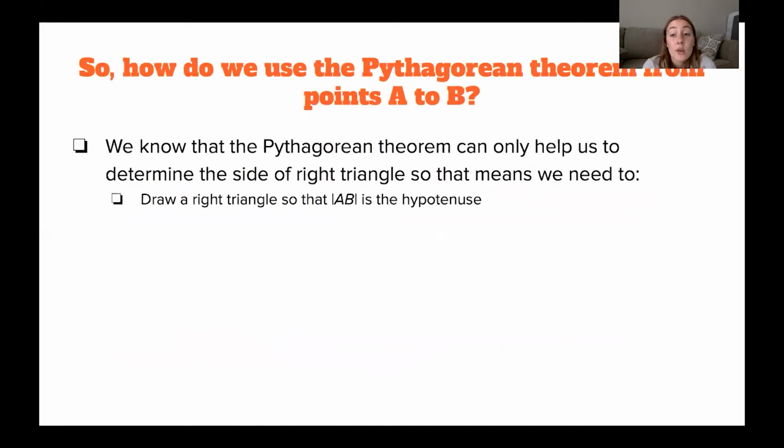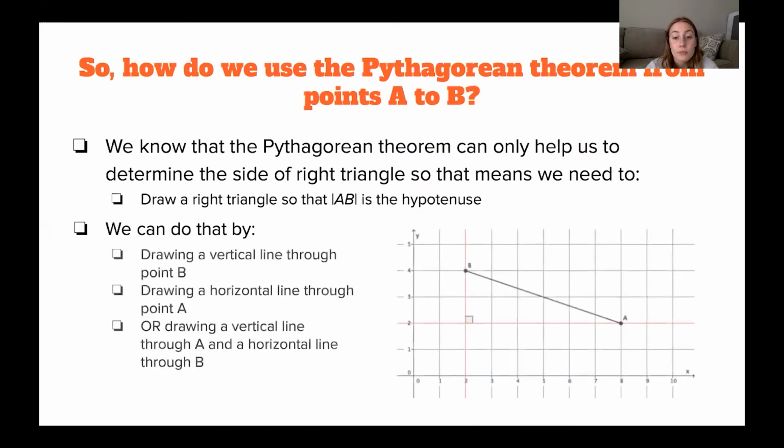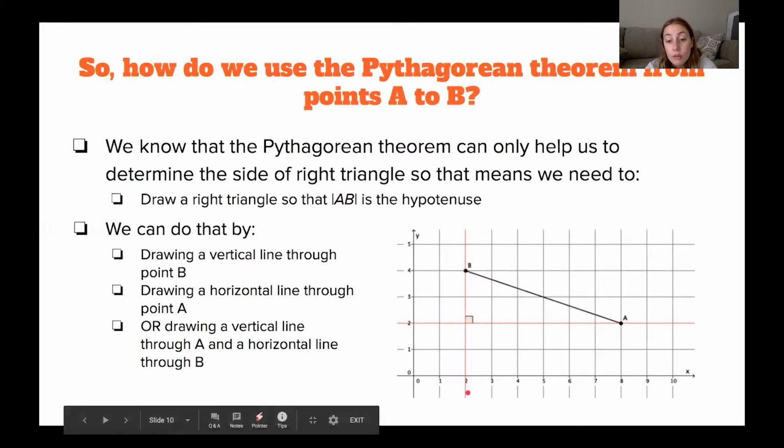So, like I said, how do we use the Pythagorean theorem to connect points A and B and to find the distance between those two? Well, we know that the Pythagorean theorem can only help us determine the side of a right triangle. So that means we need to draw a right triangle so that that diagonal line we just saw is the hypotenuse. Okay, and we can do that by drawing a vertical line through point B. So right here we see these red lines. This one, a vertical line through point B, and then drawing a horizontal line through point A. But we still have our diagonal line right here.